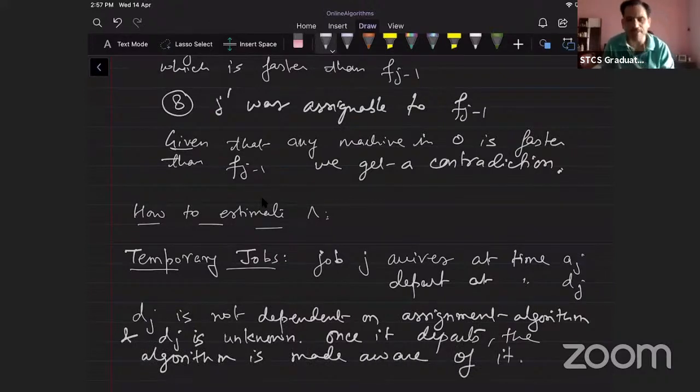So both these facts are important: you can't control when a job leaves, but you also don't know when it leaves. But once it leaves, the algorithm will get to know. That is, it will update the current load on the machine.